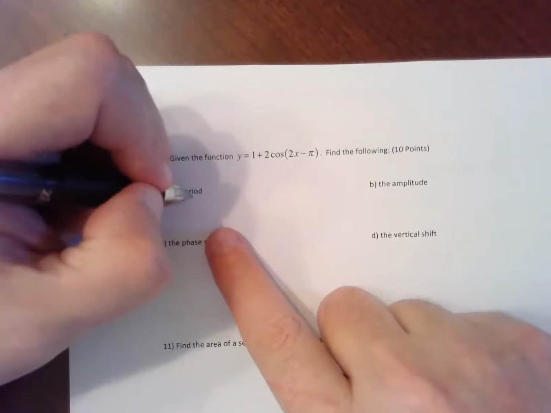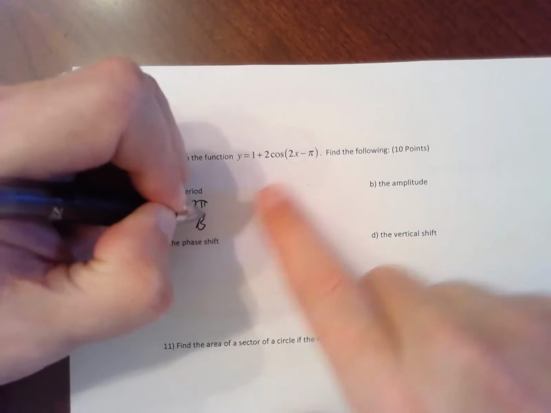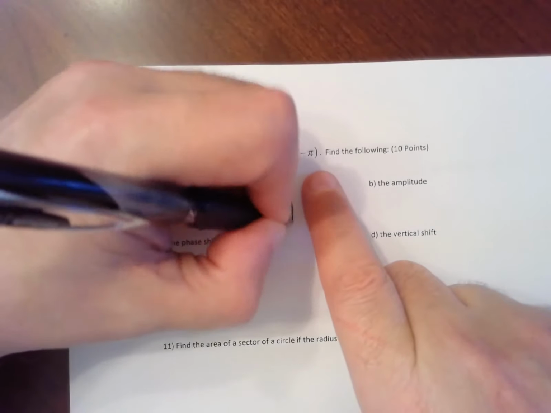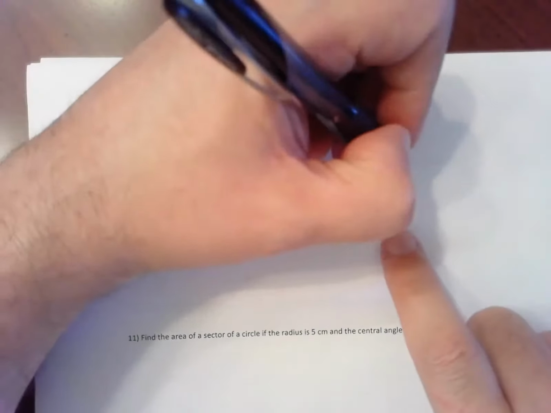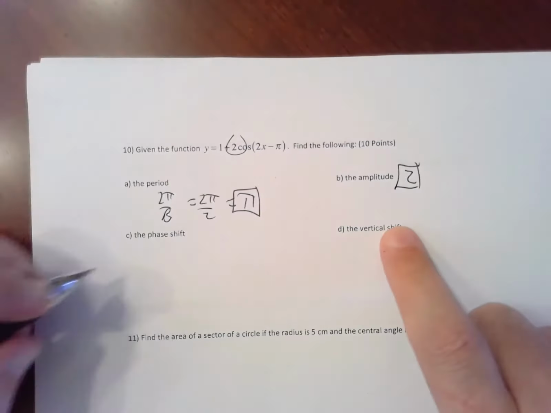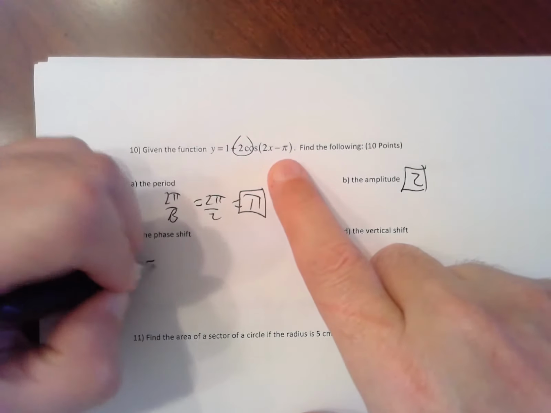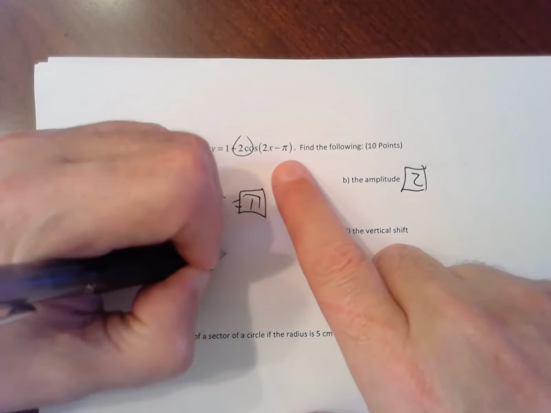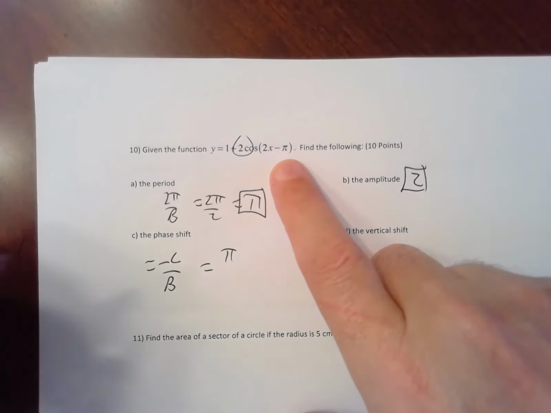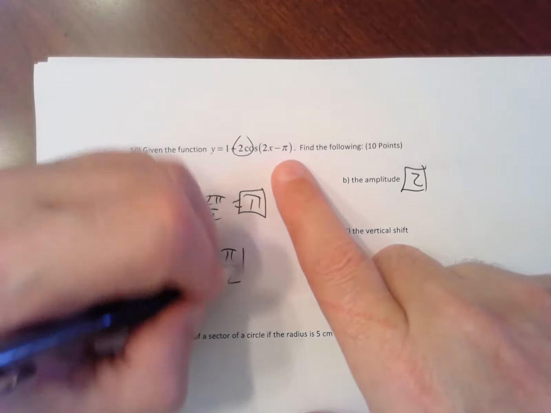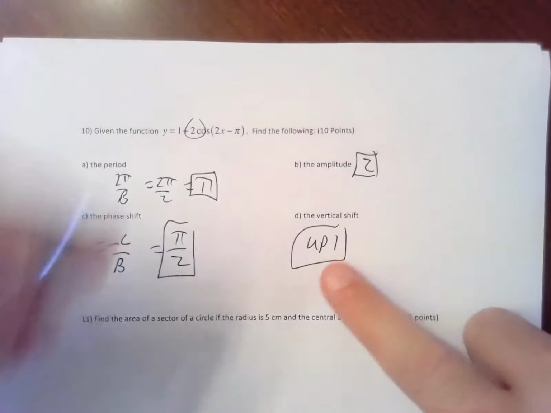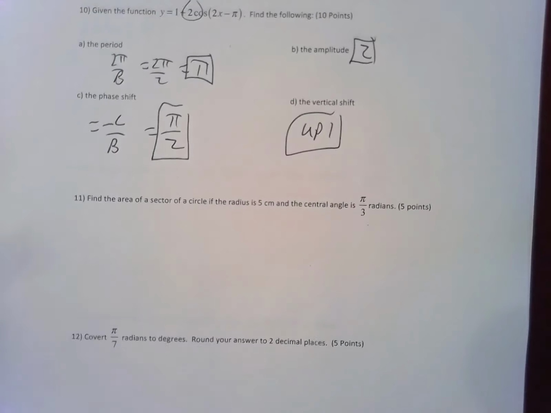Okay, period is 2 pi over b. B is 2, so 2 pi over 2 is just pi. Amplitude's the absolute value, this number right there, 2. Phase shift is opposite of c over b, so pi, opposite of negative pi, over 2. Vertical shift is up 1. And yes, you should write up 1.